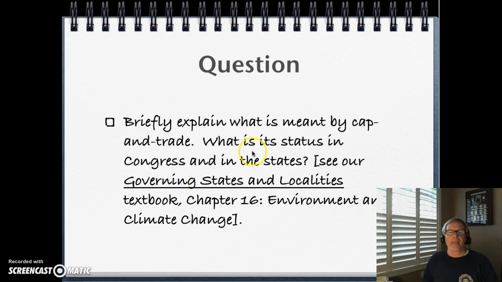Okay, so what is its status in Congress and in the states? So make sure you address these, because in the past sometimes students forget to do that. All right, so that's that question.